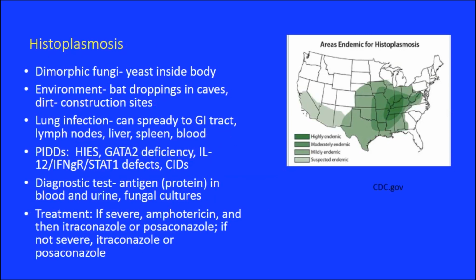Histoplasmosis. So histoplasmosis is another one of these dimorphic fungi that when they're inside your body, they look like yeast, the little circles, and when they're out in the environment, can look more like branching molds. They are in the environment. I put up the CDC map of where this is mostly. The greener it gets, the higher the concentration.